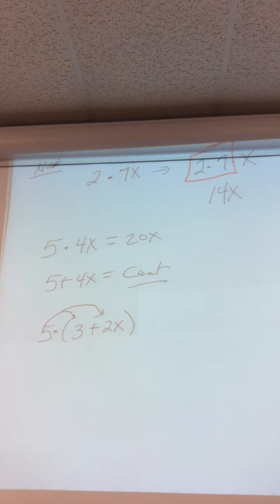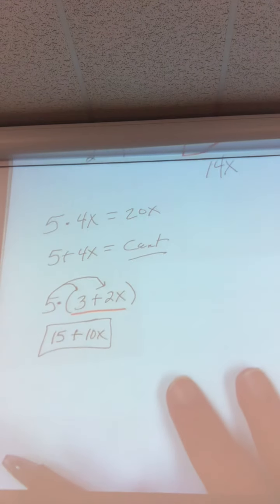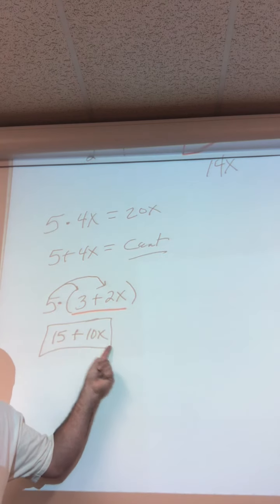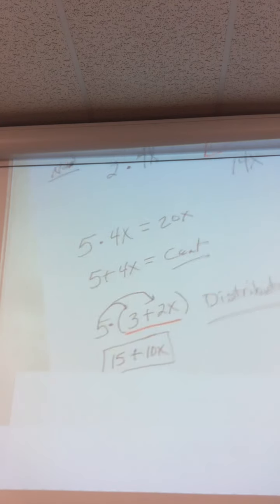When I do that, 5 times the 3 would give me 15, plus 5 times the 2x is 10x. Now, I could have written this 10x plus 15. That's the same answer as well. But you cannot add these two together because this doesn't have an x with it. That is what's called the distributive property. Okay, so let's back up now and do some problems in this section together.